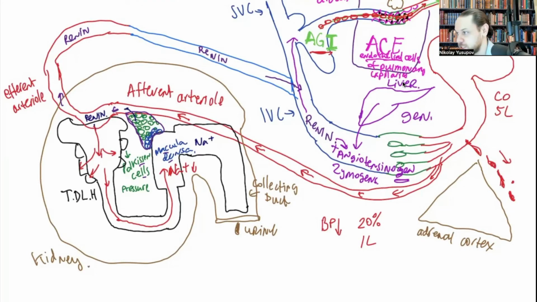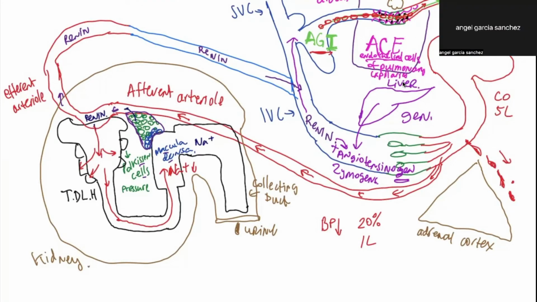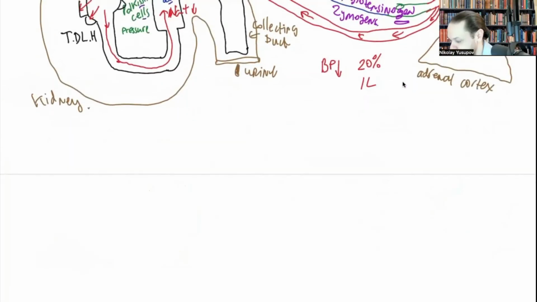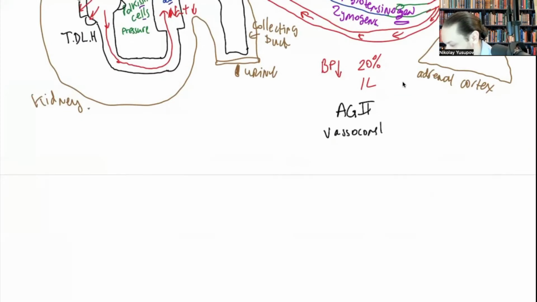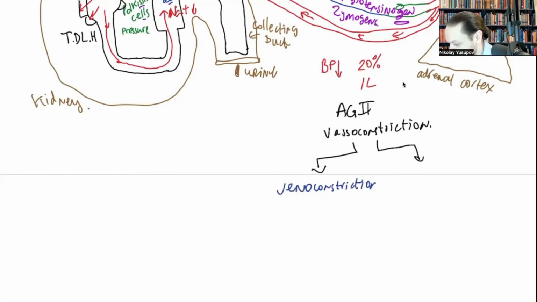So let's go step by step. First of all, you guys said 100%, so I'm going to come over here and say angiotensin 2 response. It's going to cause vasoconstriction. But it does not just do vasoconstriction, it does a couple of things. It does venoconstriction, if you want to be precise, and it does arteriolar constriction.